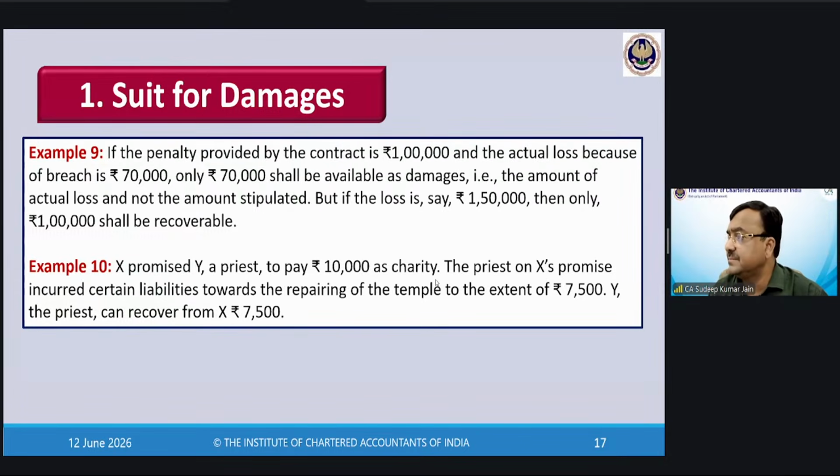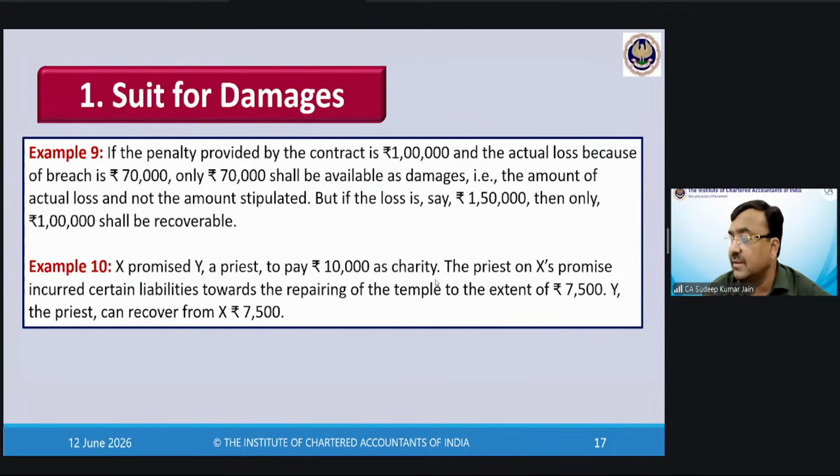Example 9 says, if it was decided that the maximum compensation is 1 lakh and the actual loss is 70,000, then he can claim only 70,000. But if the actual loss is 1,50,000, he can claim only a maximum of 1 lakh.